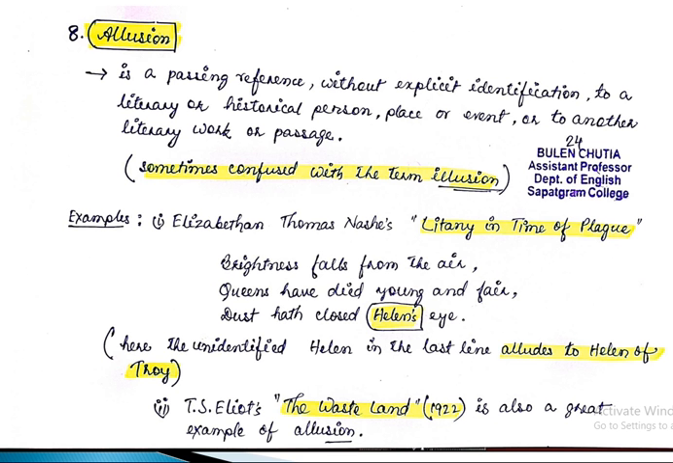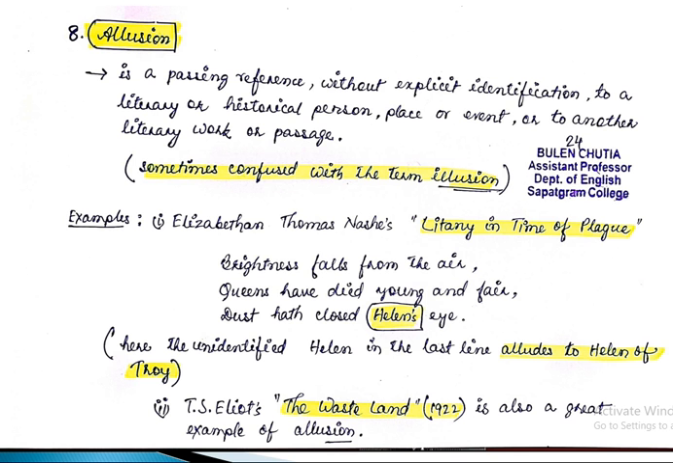That is, I think you have understood what should be alluded, what references should be made: literary work, literary person, historical person, place, event, and any other work of art, and passages are alluded, are given references during writing a piece of writing, whether it is a poem or any kind of literary genre.